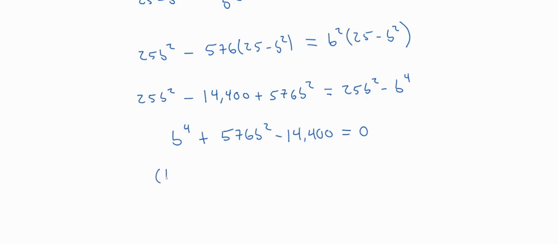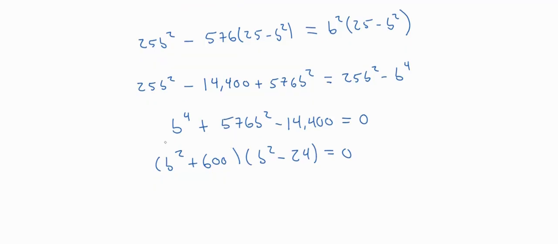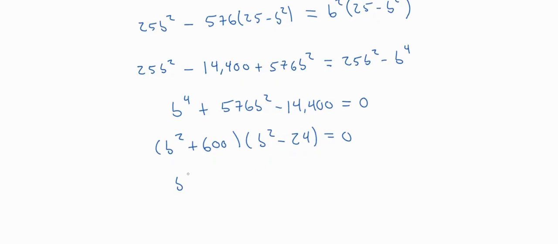And so we can factor this as b squared plus 600 times b squared minus 24 equals 0, right? Because 600 times negative 24 gives us negative 14,400, and 600 minus 24 gives us that 576 there. And now what we want to do is, well, we have two options here. We can either say that b squared equals negative 600 or b squared equals 24, because those are the values of b squared that will get us to 0. But we really only have one option here, because we're not going to say that the b squared for our hyperbola is going to be a negative value, like negative 600. So we're going to choose that b squared equals 24, the positive value.